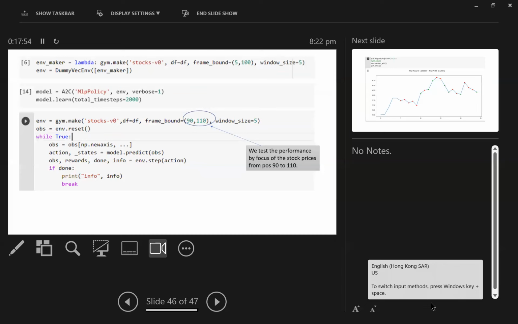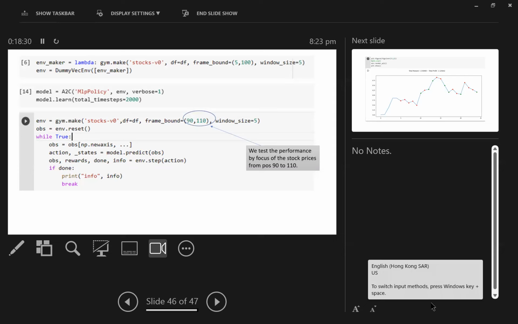After doing the training of 2000 steps and you have a model, then you run the environment all over again. But now the training time frame is 5 to 100. After that, the testing time frame will be 90 to 110. So you see that I treat it a little bit so that we have some overlap, so we can get the benefit of some of the training.